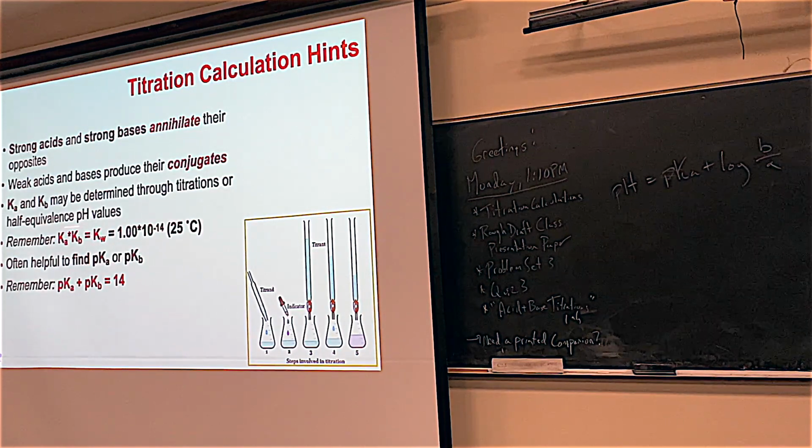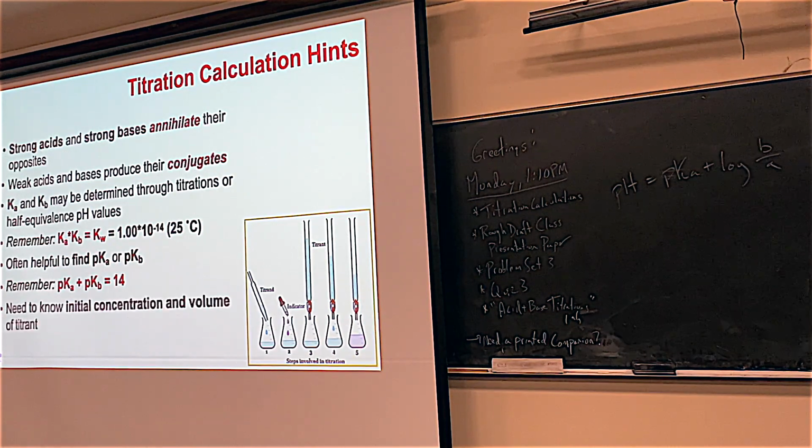The half equivalence pH is really important if you have a weak acid or a weak base that you're titrating. Remember, strong acids and strong bases don't have Kas and Kbs that are useful anyway. But the weak acids and weak bases, definitely, and you can find it through a titration. And along the way, remember that Kw is the only K value I want you to know, 10 to the minus 14. If you do your titrations in the Sahara Desert or up in Antarctica where it's really hot or cold, you may have to adjust some of these things because Kw might be different. But assuming you're at room temperature, we're good to go.